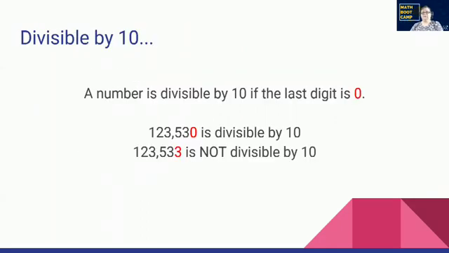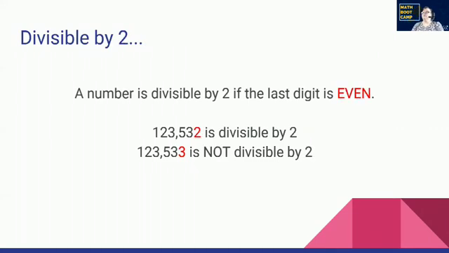So let's start with a familiar example. You may know this one. A number is divisible by 10 if the last digit is 0. So our first number here is divisible by 10, and the second number is not. Many of us remember that one. There's also divisible by 2, which many of us remember pretty easily by heart. A number is divisible by 2 if the last digit is even. So if it's 0, 2, 4, 6, or 8 at the end of the number, then I know the whole number is evenly divisible by 2.